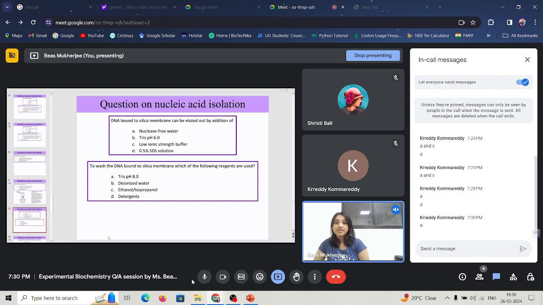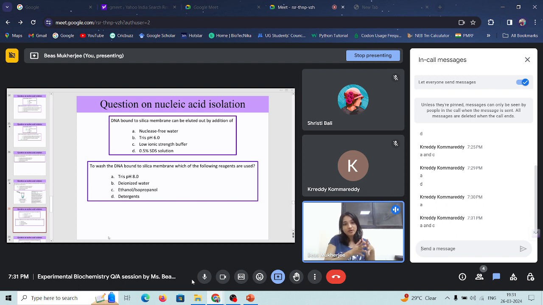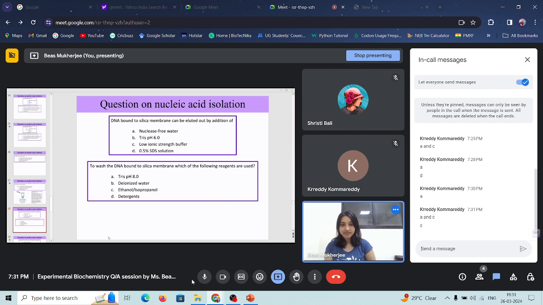DNA bound to silica membrane is eluted by the addition of A and C. Okay, so this is asking you about the spin column that we were talking about. The DNA binds through the chaotropic salt, and chaotropic salts bind to the silica. Now how are we going to remove the interaction? To free that interaction, we are going to add some kind of buffer that is going to overtake, that is going to take your DNA down.